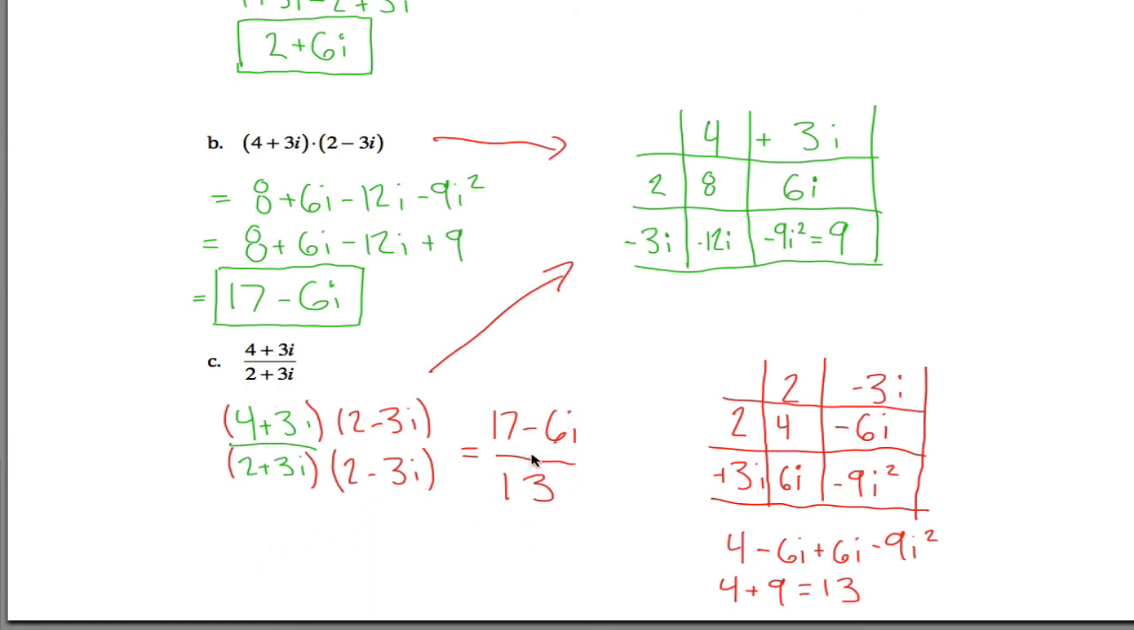However, this is not a complex number. This is a quotient of a complex number and a real number. So we have to go one step further and say this is 17 thirteenths minus 6 thirteenths i. And now it fits this a plus bi form. This is one complex number, just like this is and this is. So this is our final answer. And I guess that is the end of the quiz.